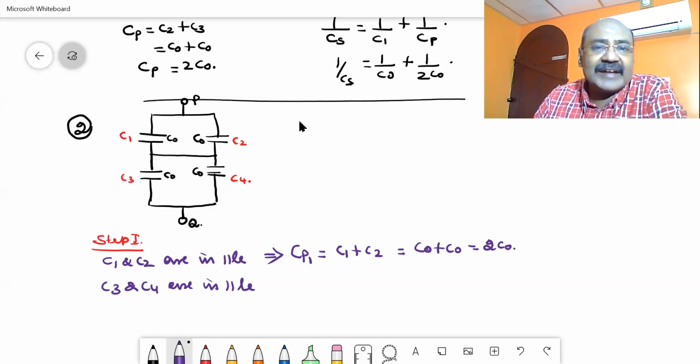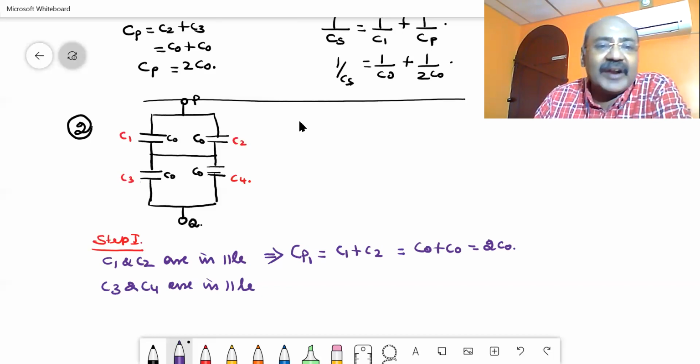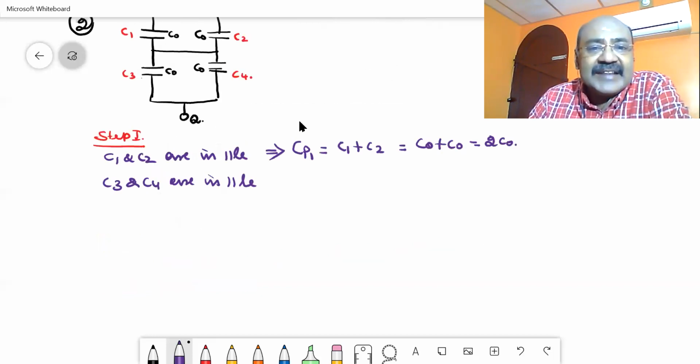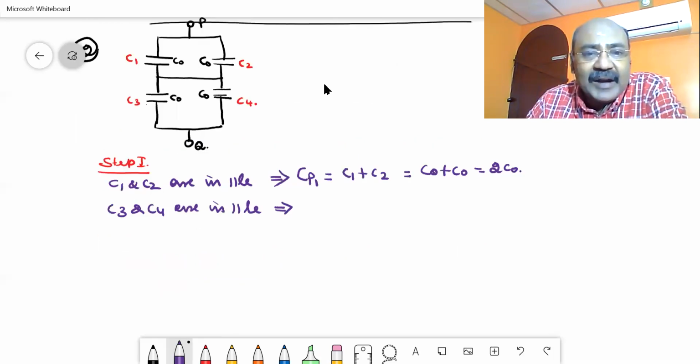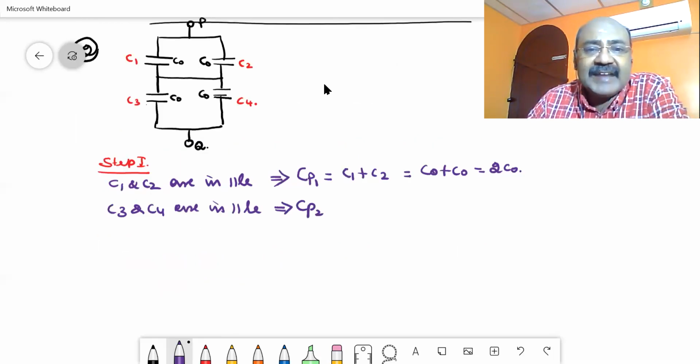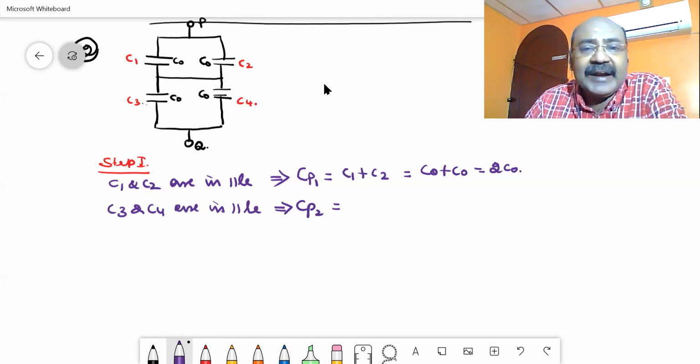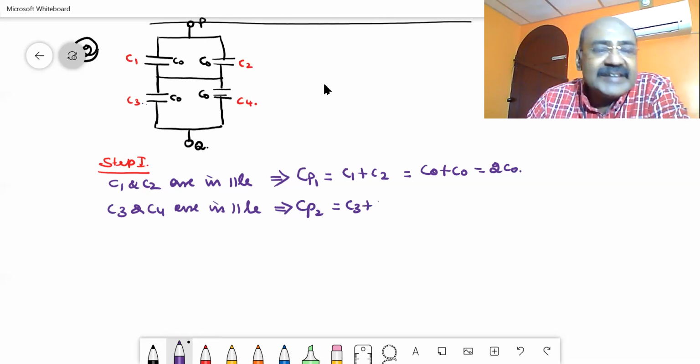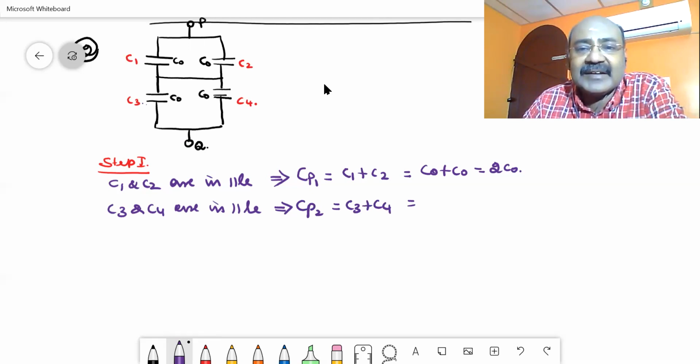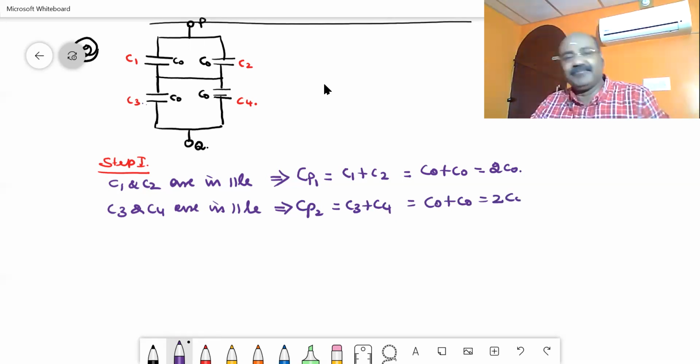Similarly, you go for the next one. What is the next one? C3 and C4 are in parallel. So when C3 and C4 are in parallel, again, you apply the same concept. Instead of CP1, now you put CP2 is equal to, see here, C3 and C4 are in parallel. So I am writing C3 plus C4. C3 and C4 are again equal to C0 plus C0. So you are getting it as 2C0.